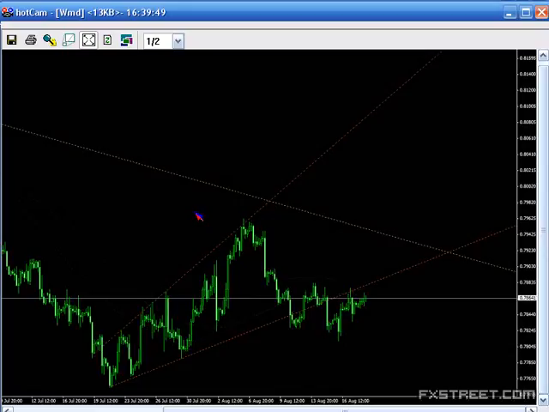Now, I'm all for defining technical levels, and it is still about risk definition to me. So the question on Euro GBP is, how do we define that risk? There are two areas that I'm looking at when it comes to defining risk on the Euro GBP. The first is here, and I'm just going to mark that off.